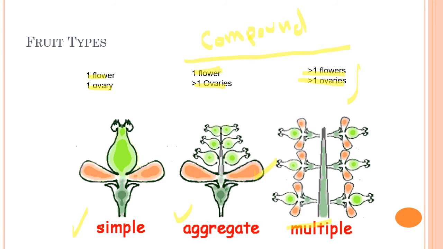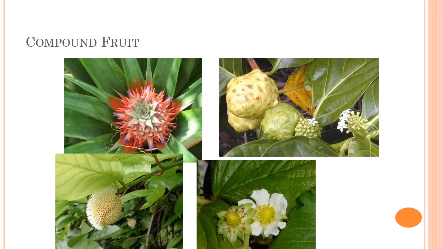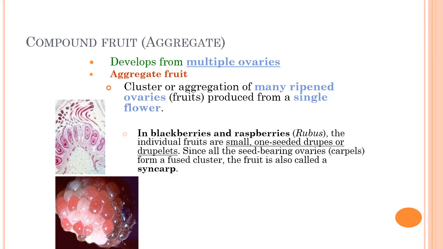But here you can see these structures are just one flower, but the ovaries are many, like strawberry. These are examples: annonas, strawberries, as well as pineapples. All of these are compound fruits, either aggregate, if they have one flower, like this one here, or multiple, like the pineapple. Here is the aggregate again. So aggregate always means more than one ovary in one flower. Single flower is very important to know.